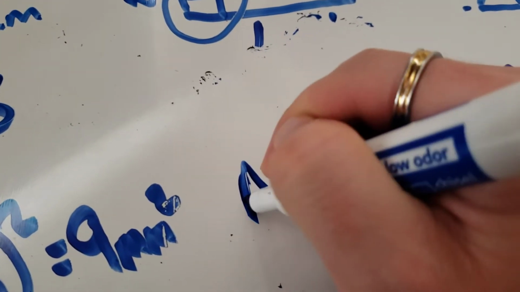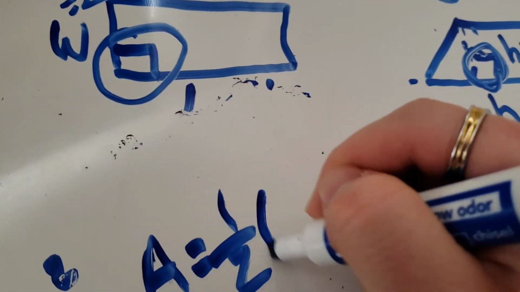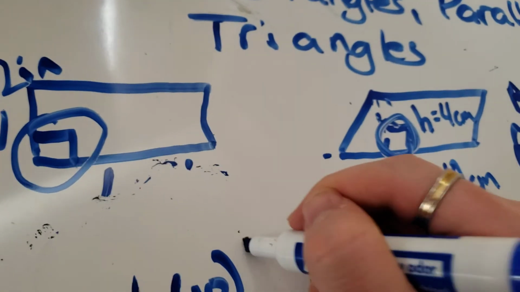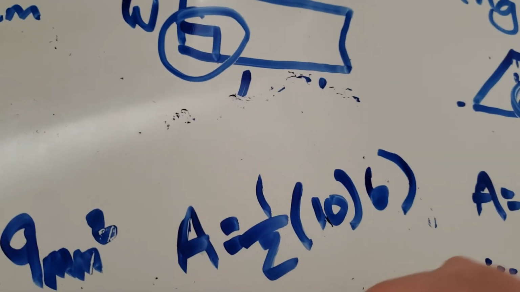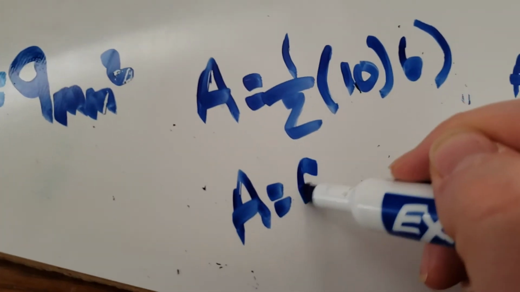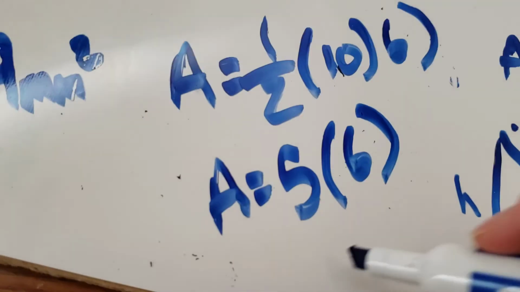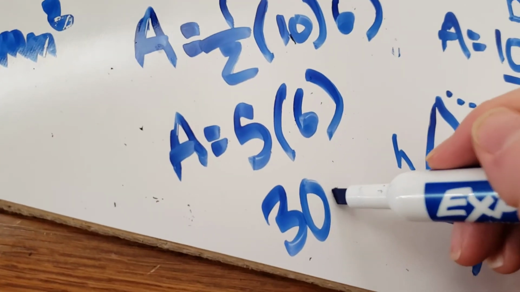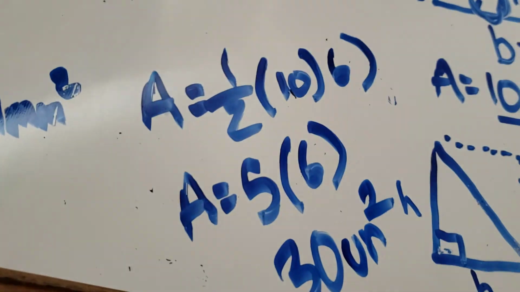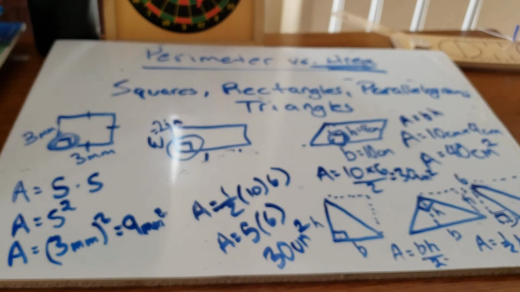So area equals 1/2. Our base is 10, and our height is 6. So we can take 1/2 of 10, which gives us 5, times our height, which is 6. 5 times 6 gives us 30. Again, we don't know what the units are, so we know it's area, so we need units squared. And there are your formulas for the area of our geometric shapes.